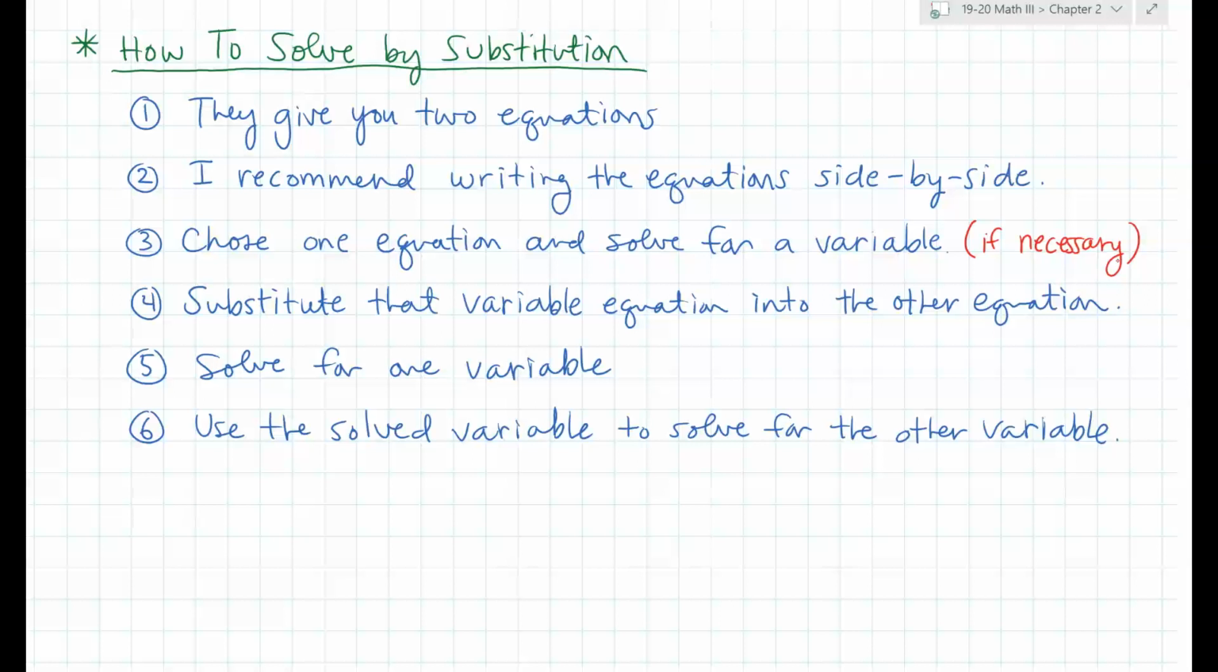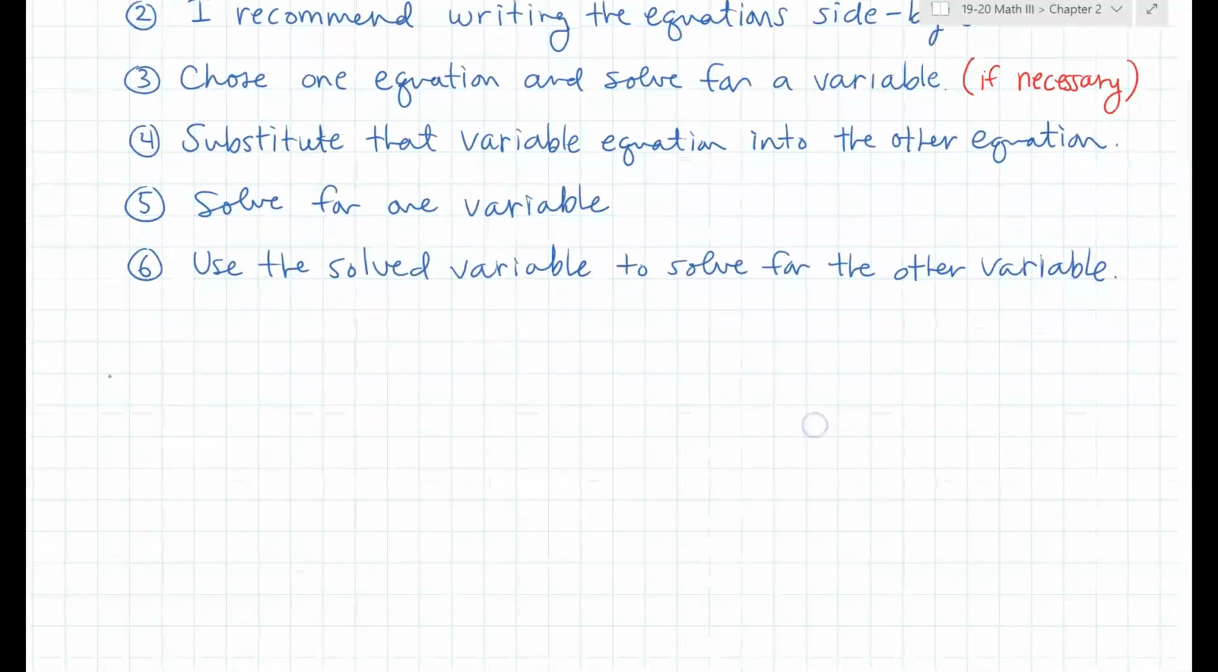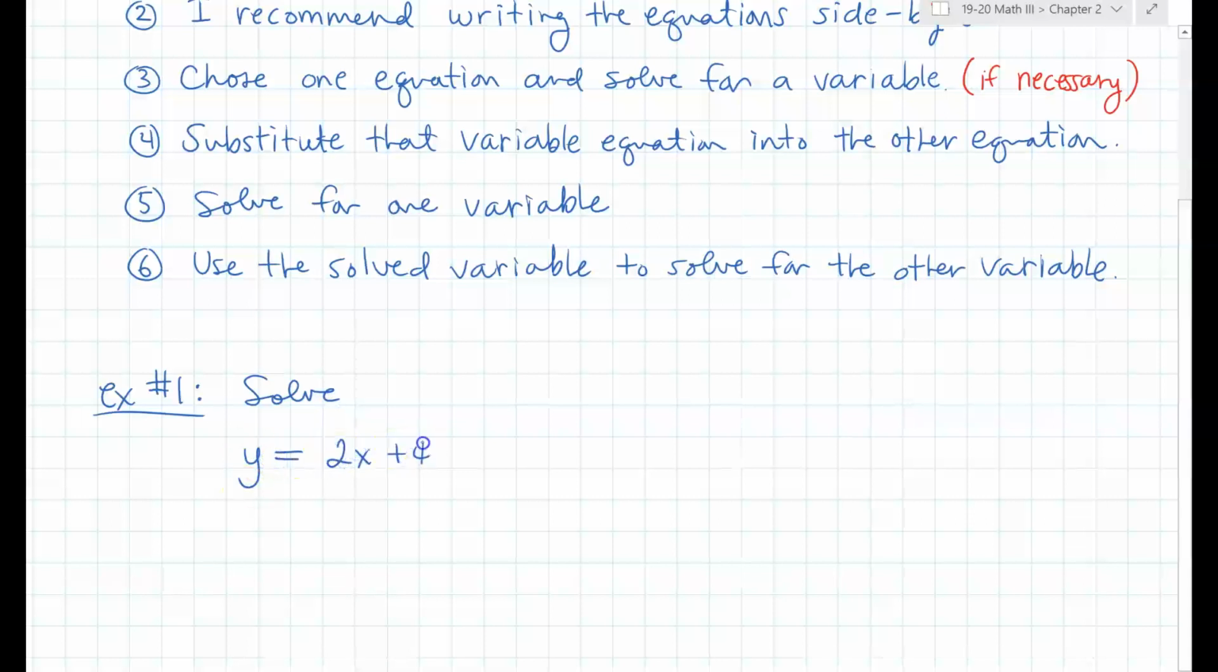So let me show you an example of this. So we're just going to put solve, and I'm going to write two different equations. Okay, y equal to 2x plus 4, and y equal to negative 4x plus 2. Notice I already wrote them side by side. They're given to you, so step 1's taken care of. Step 2 is already taken care of. Write them side by side. Step 3, choose one equation and solve for a variable. Notice I don't have to do that. Both equations have been solved for y.